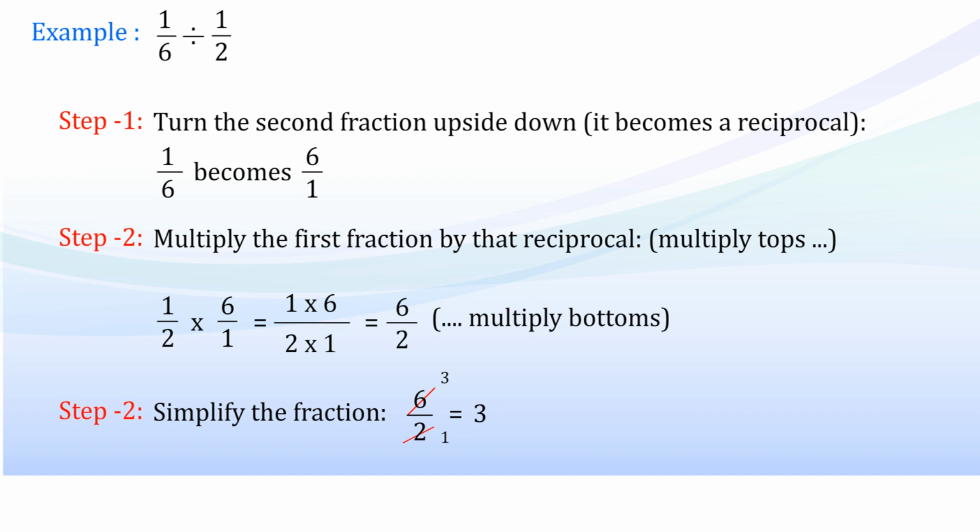Example: 1 by 2 divided by 1 by 6. Step 1. Turn the second fraction upside down. It becomes a reciprocal. 1 by 6 becomes 6 by 1. Step 2. Multiply the first fraction by that reciprocal. Multiply tops. 1 by 2 into 6 by 1 equals to 1 into 6 whole divided by 2 into 1 equals to 6 by 2. Multiply the bottoms. 6 by 2 equals to 3. Step 3. Simplify the fraction. It gets 3.